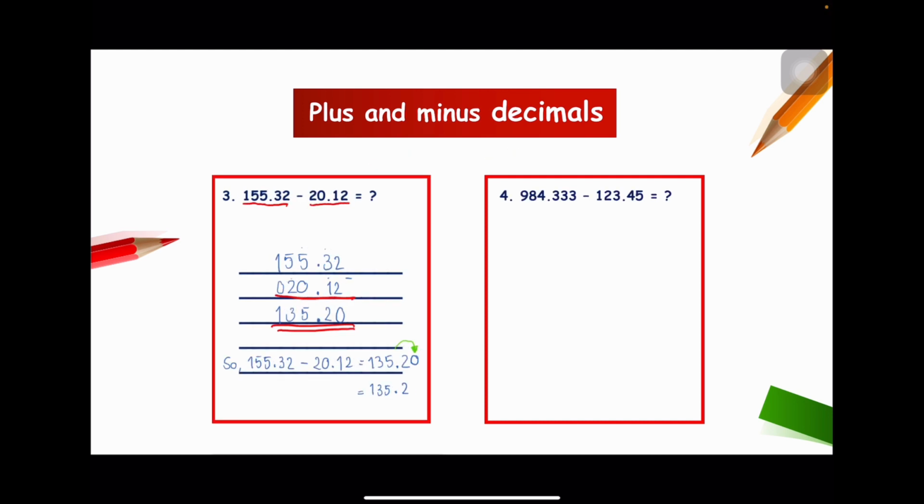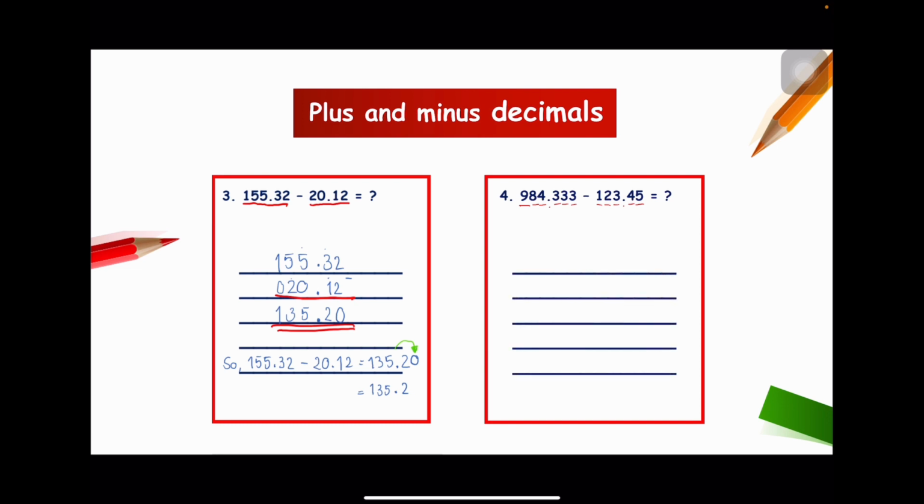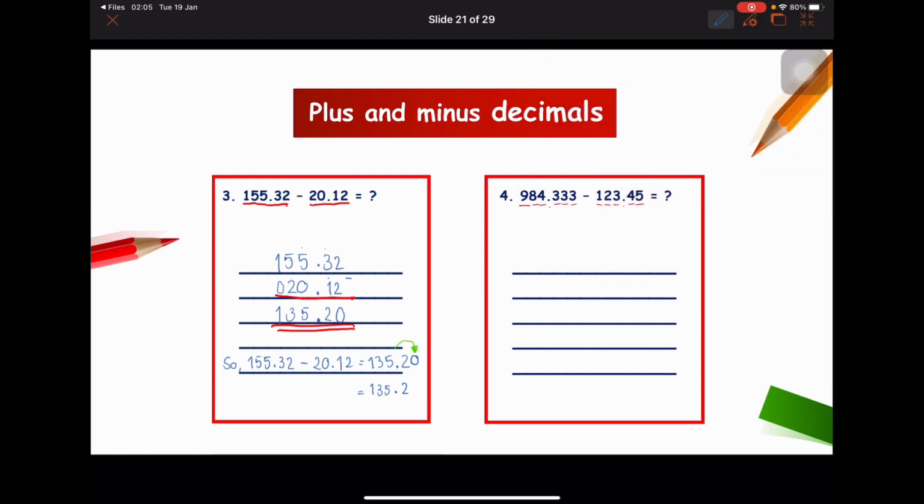Okay, number 4. Question number 4. Can you read with me? 984.333 minus 123.45. Okay, ready? Go. What is the biggest number? Write down 984.333 minus 123.45. If you're not sure, you write down 0. You write 0 and underline with your red pen.